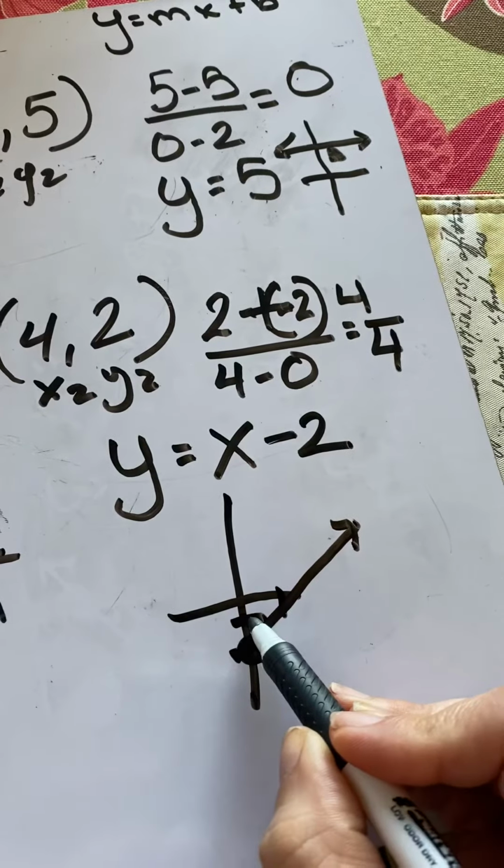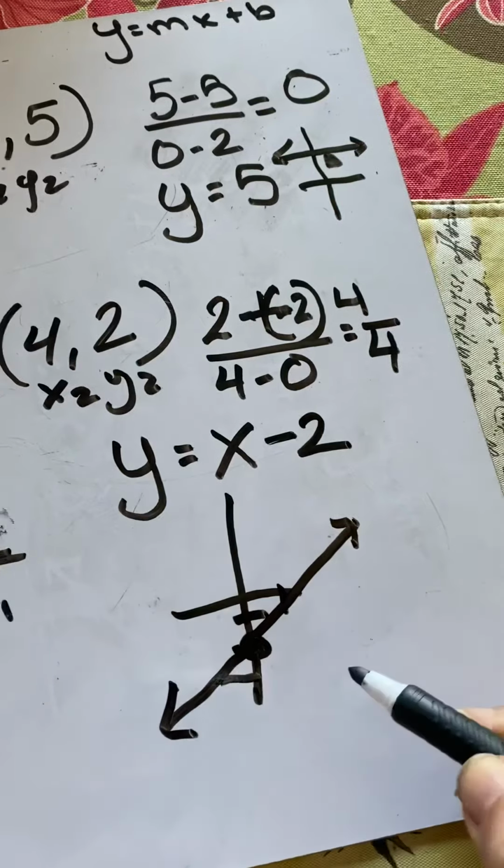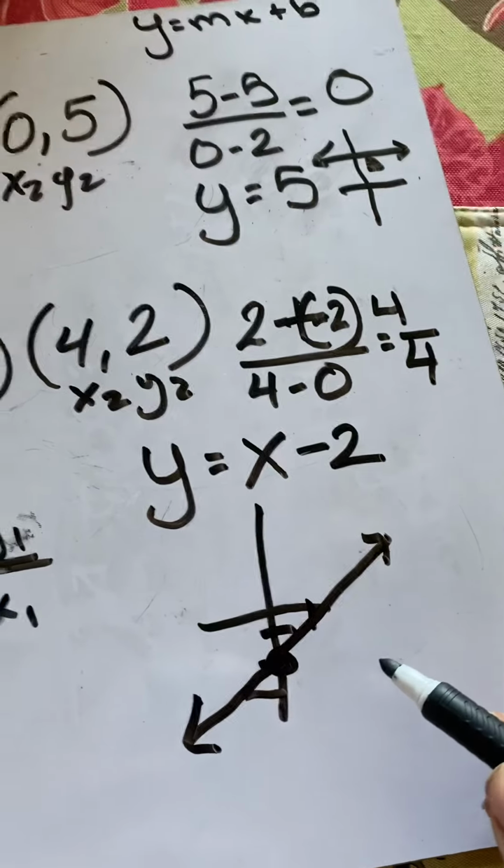You can also go down and left to balance it out. And there's the equation, y equals x minus 2.